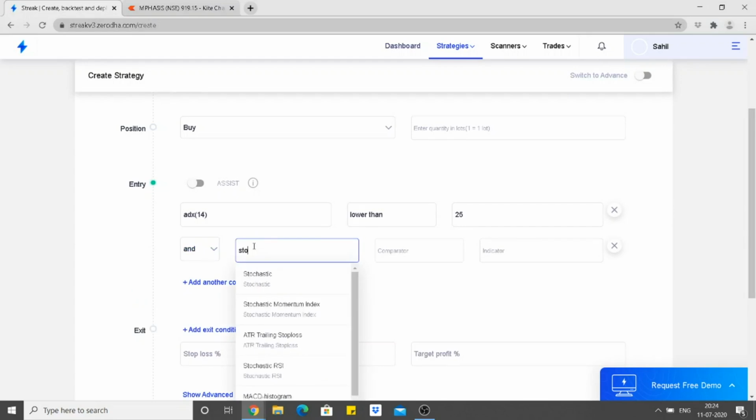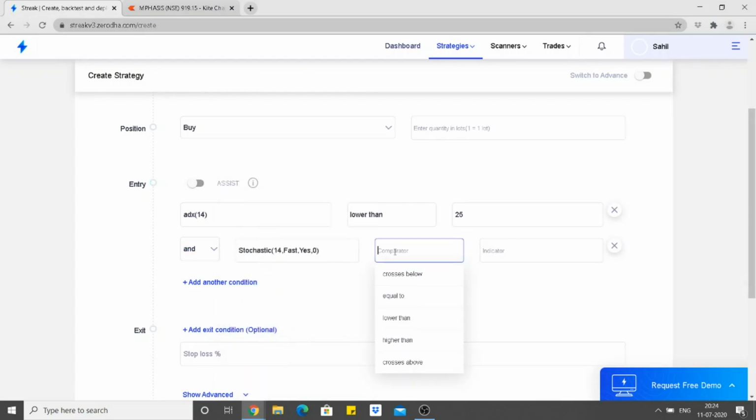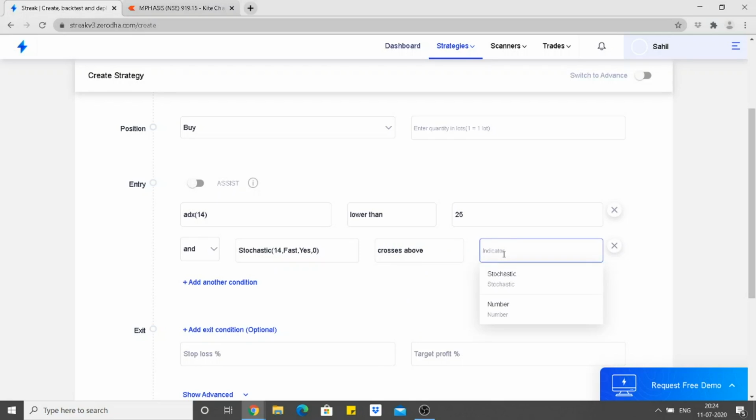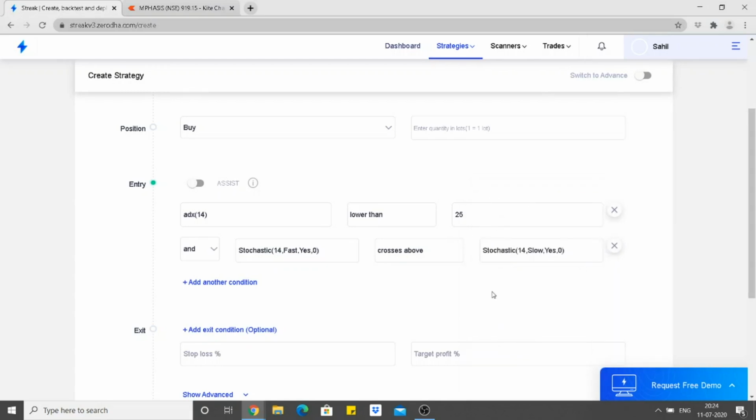We are here looking for a stochastic crossover, right? So the stochastic indicator, just like the RSI, is also a price momentum indicator. It has two lines, one fast line and one slow line. And a crossover takes place when the fast line crosses above or crosses below the slow line. In this case, since this is a bullish strategy, we are going to be looking for a cross above. For stochastic, we have to select the slow line from here, which is actually an average of the fast line itself. And whenever such a crossover happens, a high momentum is expected to come into the market.